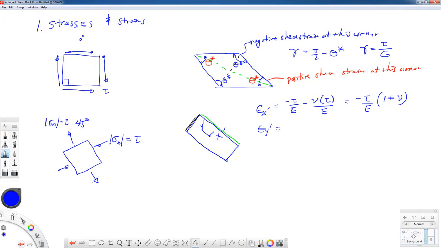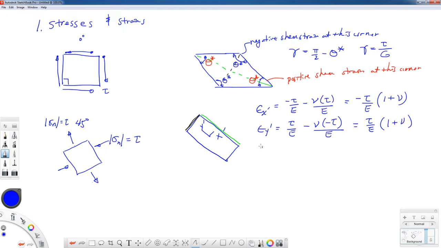Epsilon y prime would be equal to sigma y prime over E minus nu sigma x prime over E. And if I factor out the tau over E, I would have left 1 plus nu.